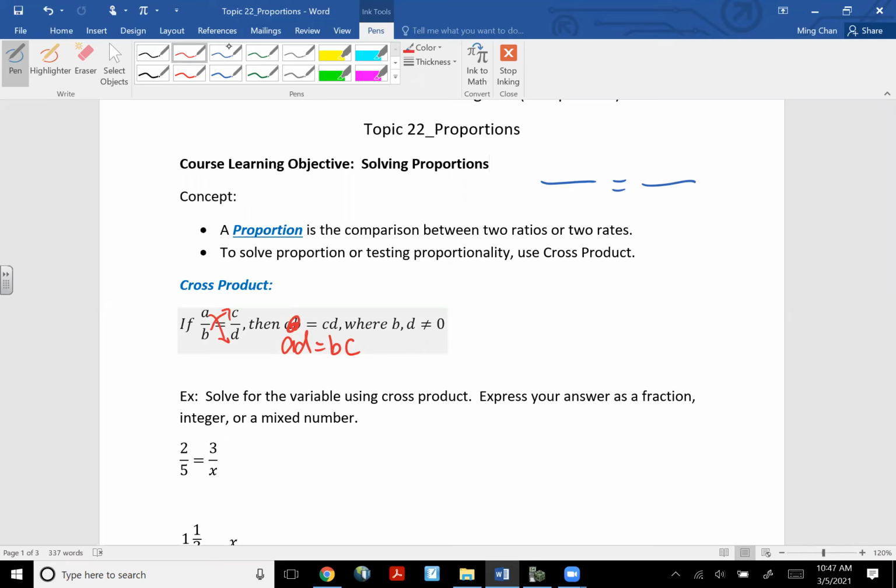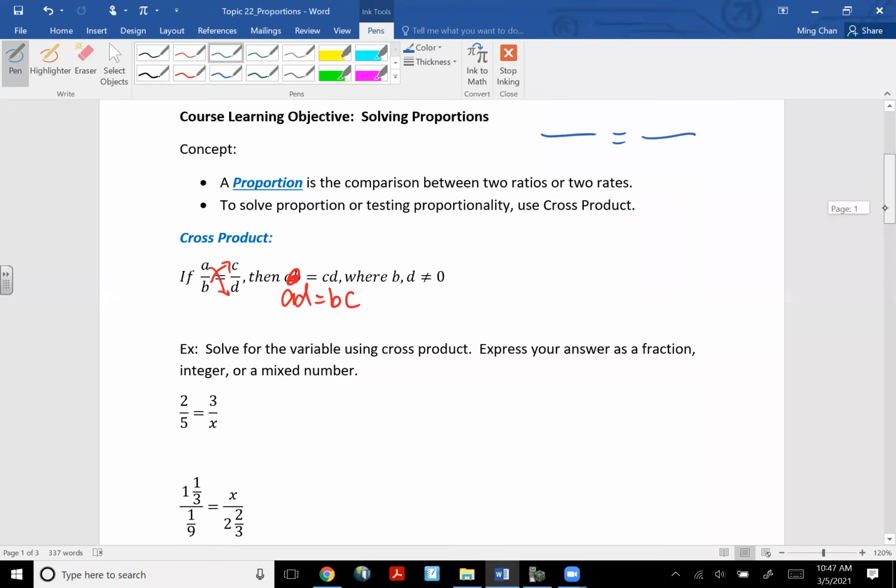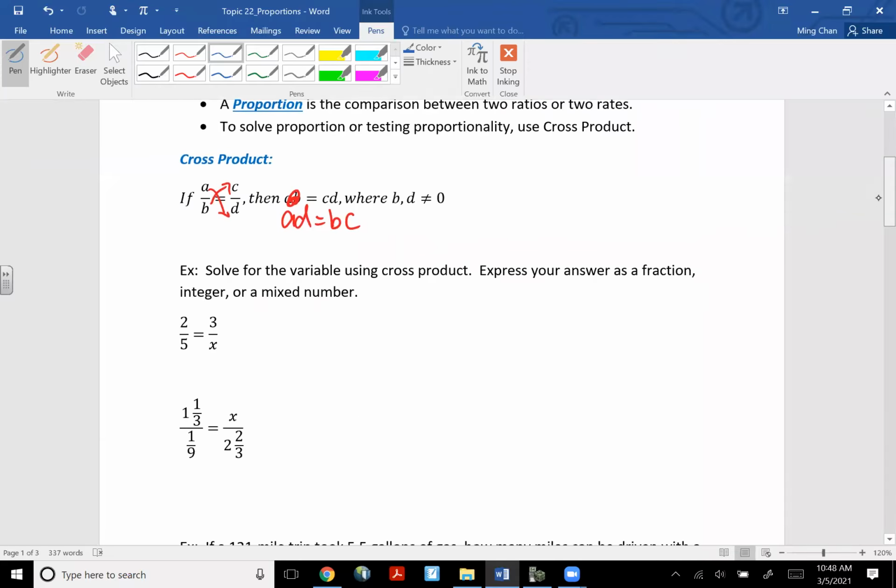So let's solve for the variable using cross product. Enter your answer as a fraction, integer, or mixed number. Okay. So no decimal answers. In algebra, we don't do much decimals.